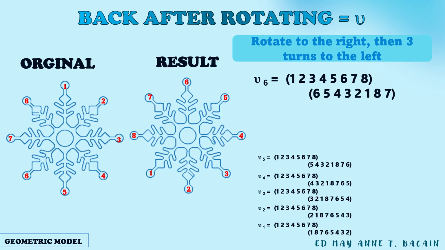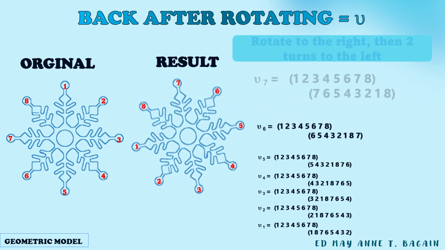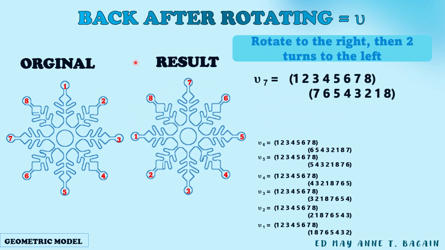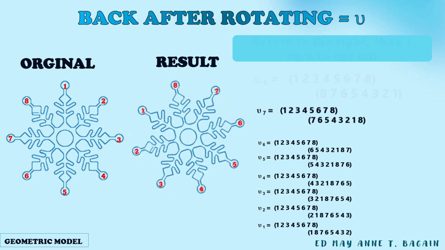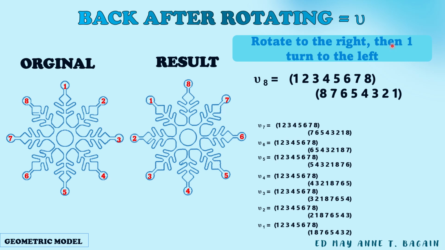Next, let's check the epsilon sub 7. We have the 7 at the top. 6, 5, 4, 3, 2, 1, and 8. And then lastly, we have epsilon sub 8. We just turn it 1 turn to the left.